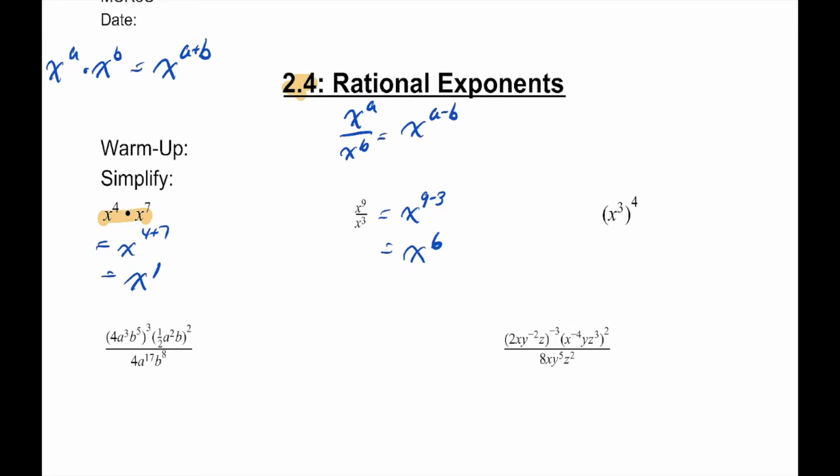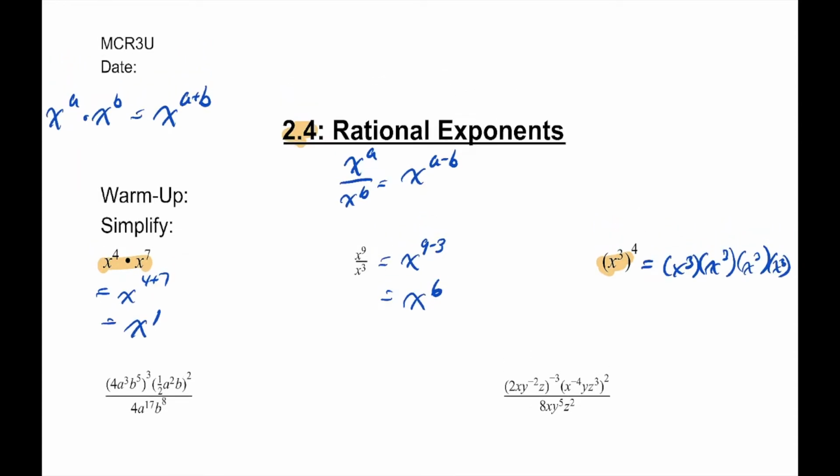Our third example over here is we have a power to a power. So if this is x to the power of 3 all to the power of 4, really we want to expand this. This is really x to the power of 3 times x to the power of 3 times x to the power of 3 times x to the power of 3. So basically that's what the power means. So the 4, we have 4 of those things multiplied together.